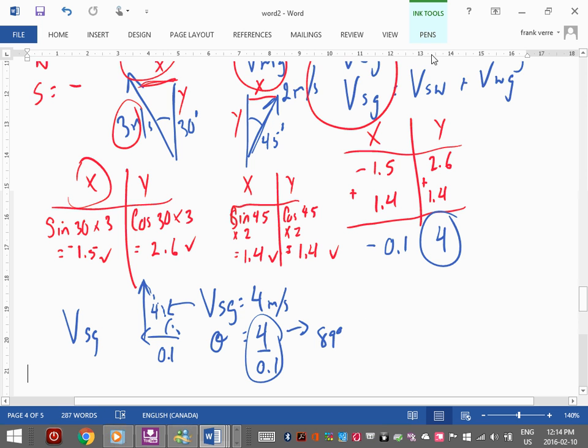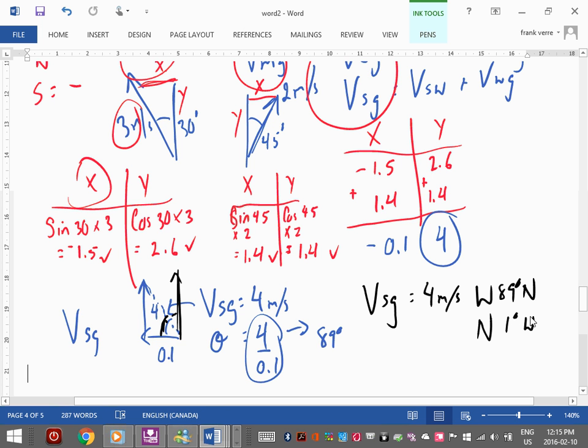So we could write or state this two ways. We could say that the swimmer speed relative to the ground is 4 meters per second. See, this component is west. West 89 degrees north. Or we could say from this point over here, we can say it's north. But then if this is 89 over here, this must be what? 1 degree west. Either way is fine.